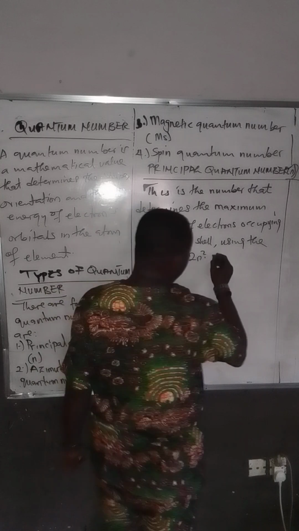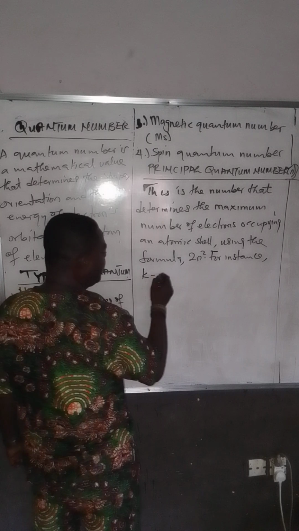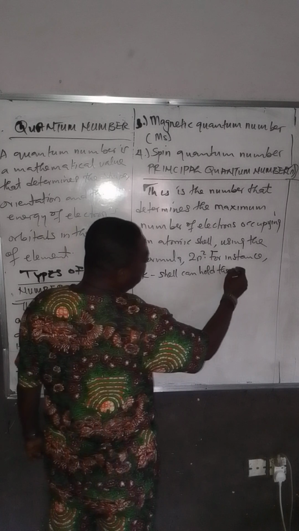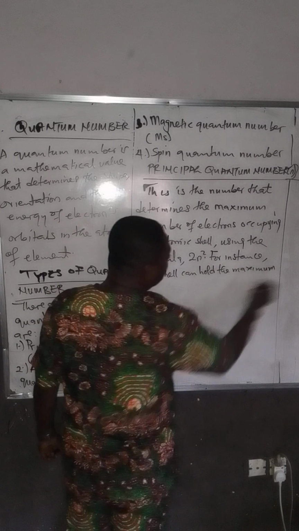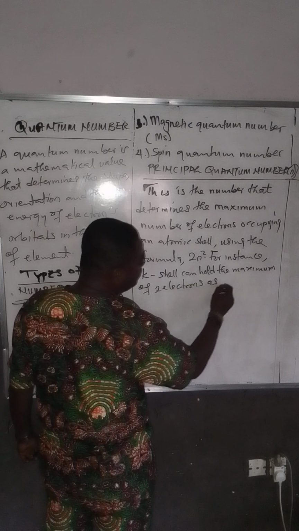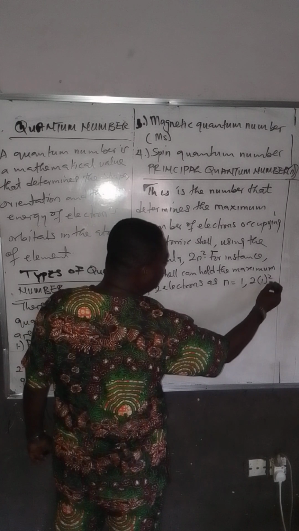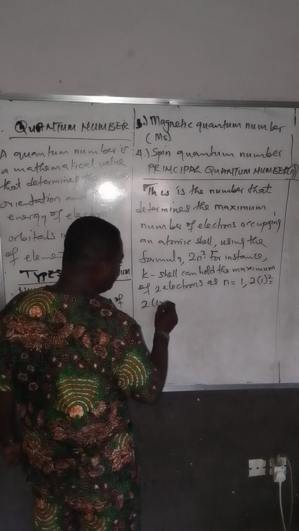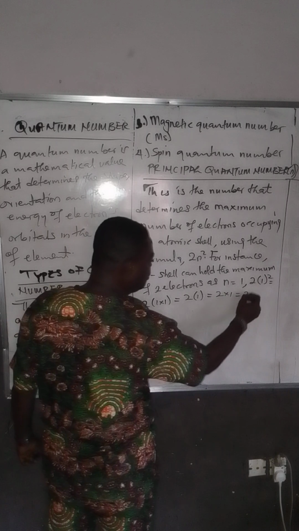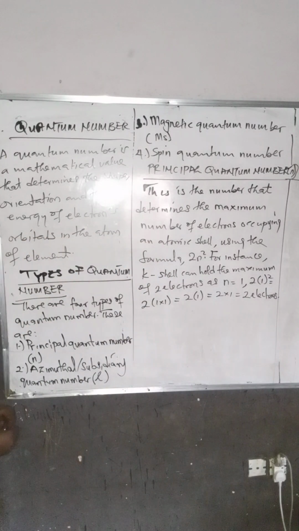So, for instance, the K shell can hold the maximum of 2 electrons, as n equals 1. Then you have 2 into 1 squared, which is the same thing as 2 into 1 times 1, which is 2 into 1, which is 2 times 1, which is 2 electrons. So that is principal quantum number.